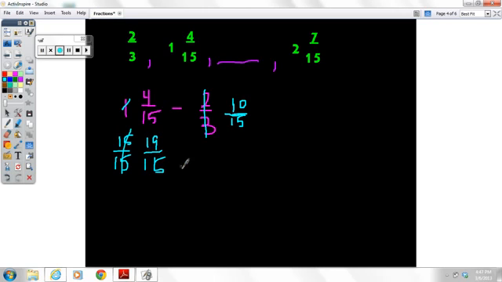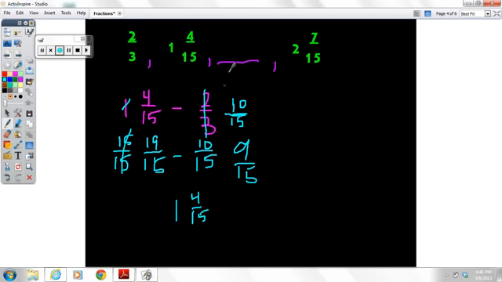Now we are able to figure out 19/15 take away 10/15 is going to equal 9/15. Meaning, the difference between 2/3 and 1 4/15 is 9/15. That's telling us that this sequence is increasing by 9/15. So if this term is increasing by 9/15, what I need to do is go to this next number here, 1 4/15, and add 9/15 to that.